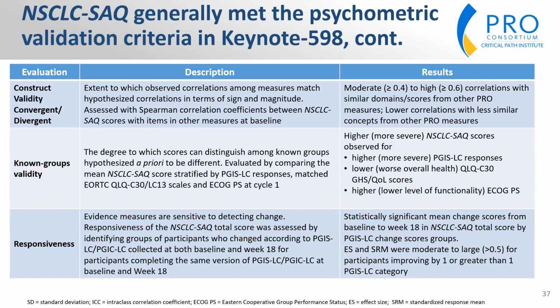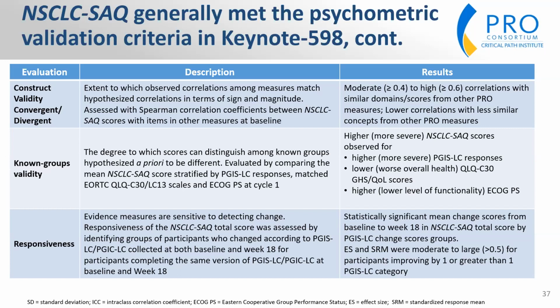And again, these were all through Spearman correlations with the other measures included in the trial. And these were all moderate to high, so 0.4 or greater than 0.6. We conducted known group validity with the data that we also had available, and again we saw that we had higher, more severe or lower, worse health-related cutoff depending on the direction of the scores of the other measures that were included in the trial.